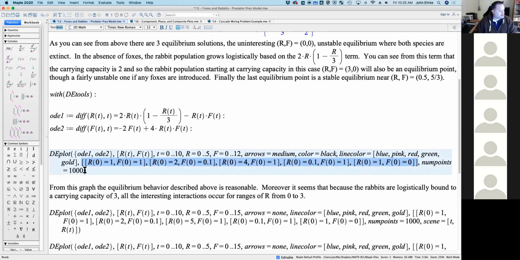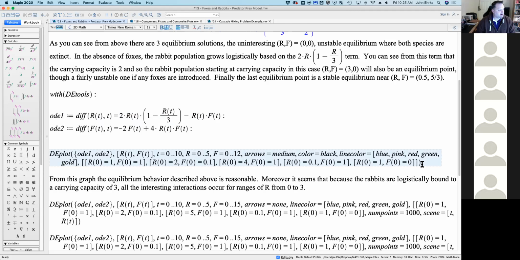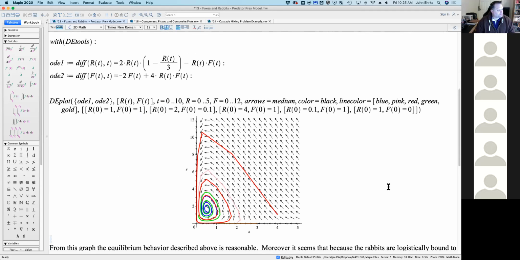And finally, I'm going to take the num points option off for a second, just so you can see what will happen if it's not there. Let me go ahead and hit enter and load this up. And what you see is a bunch of different trajectories in the plane that all look like they're cycling toward a point. We'll talk about that in just a second.